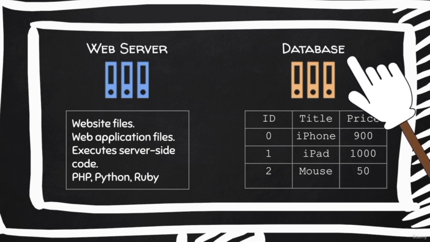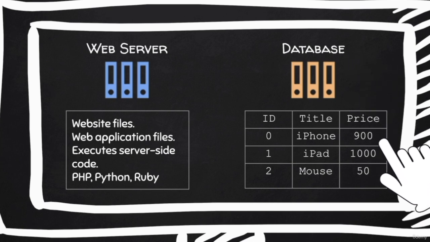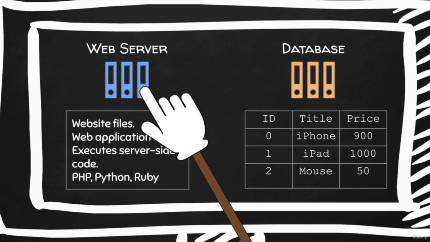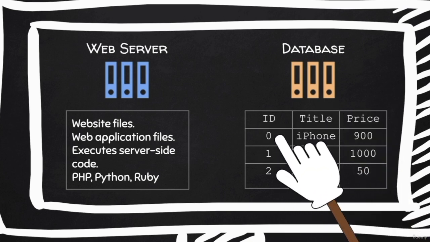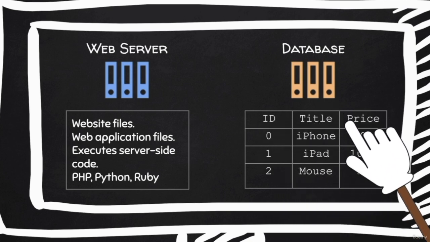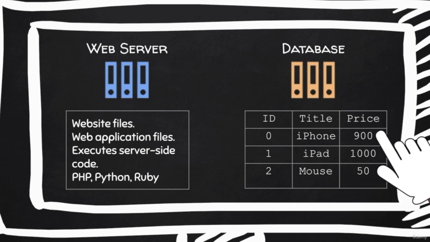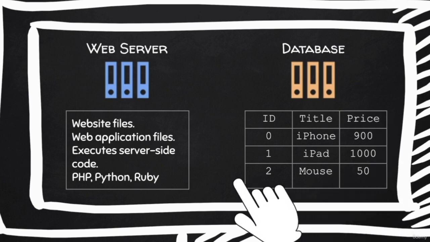Now, the database contains a number of tables, and we have in here a sample of a table. We're assuming that this table contains products that are being sold on a shop website. So you can see we have the ID of the products, we have the title, so this is an iPhone, an iPad, a mouse, and the price, we have the price in here for each of these products.